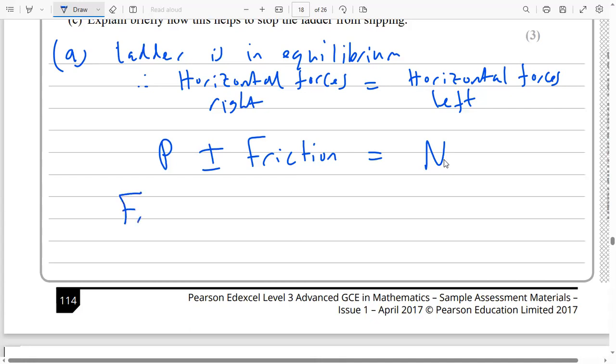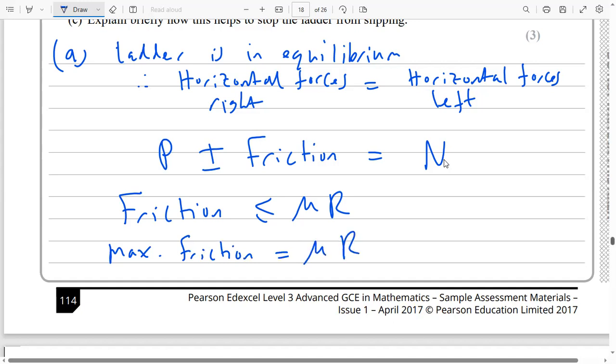So remember our formula for friction. Friction is less than or equal to mu times R. We've got to be really careful about this. Maximum friction is equal to mu times R, but friction in general is less than or equal to mu times R. If you're unsure about this, please do watch my video, 7 huge mistakes that mechanics students make, where I go through why you've got the inequality sign there. But we know that when the system is in limiting equilibrium, maximum friction is equal to mu times R.